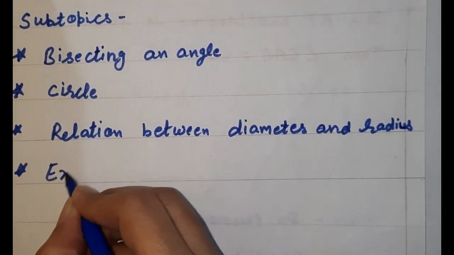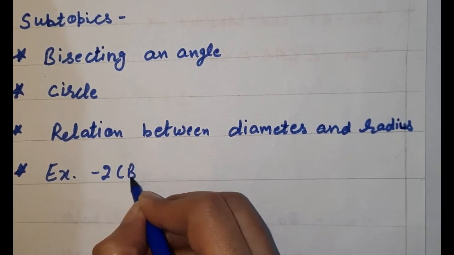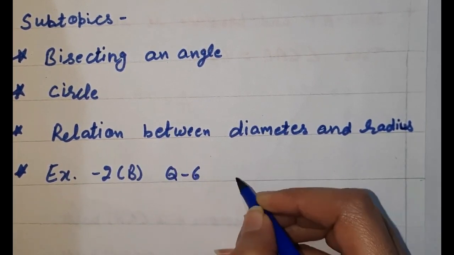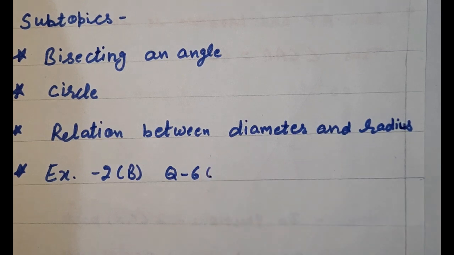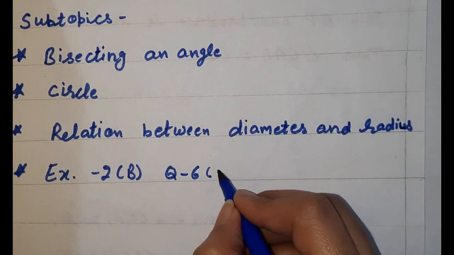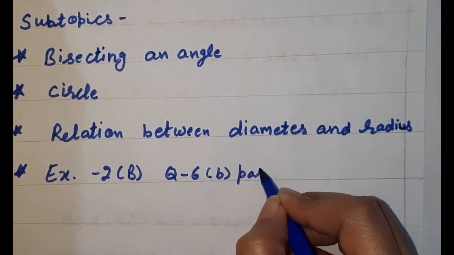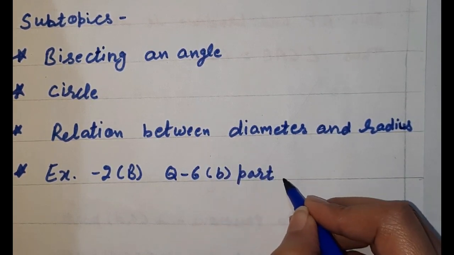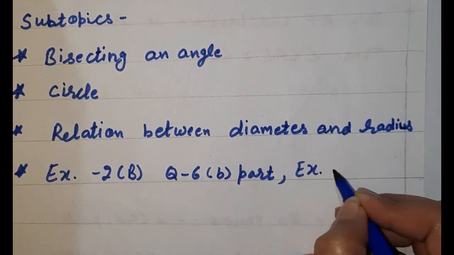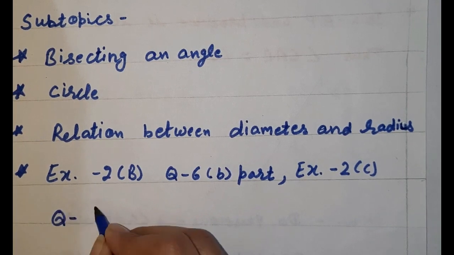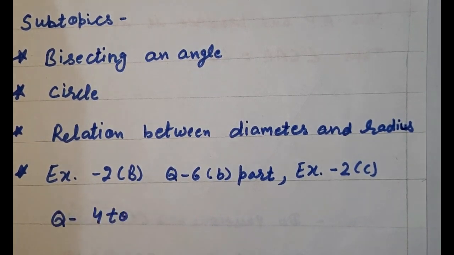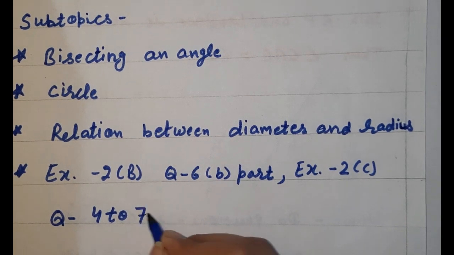Also in exercise 2B, question number 6, construction of the angles using the compass, which I explained to you. I will take one part also, B part. And exercise 2C, questions 4 to 7.